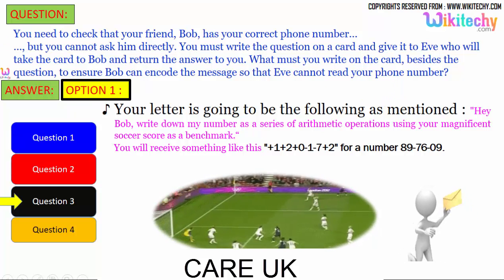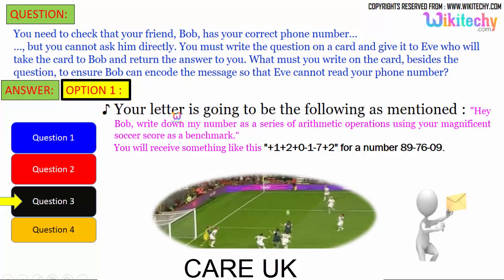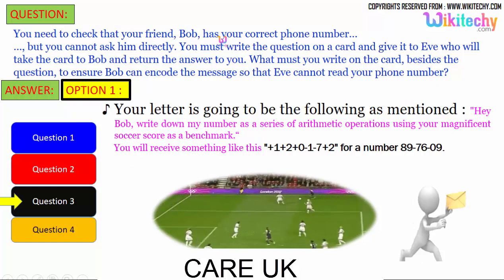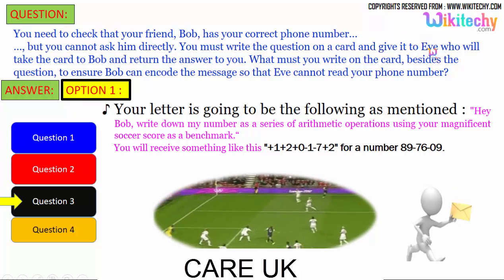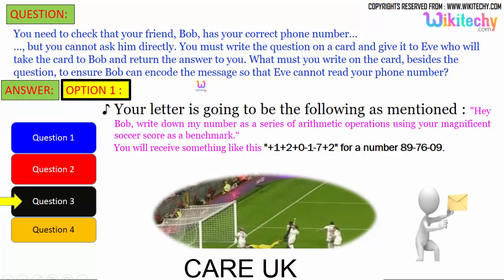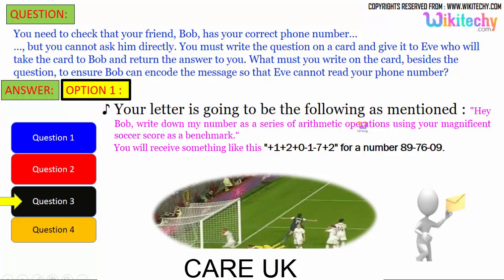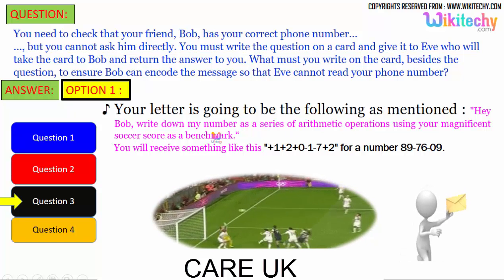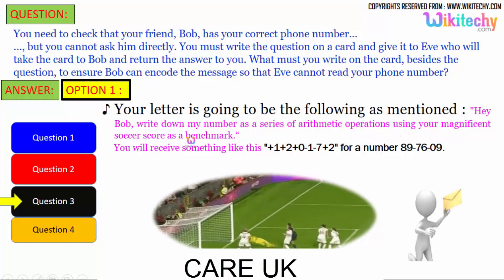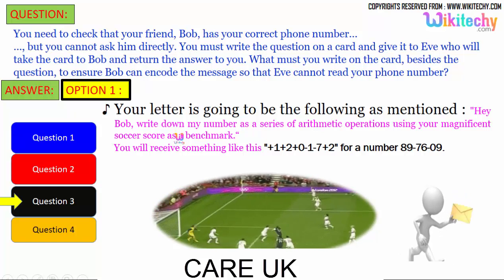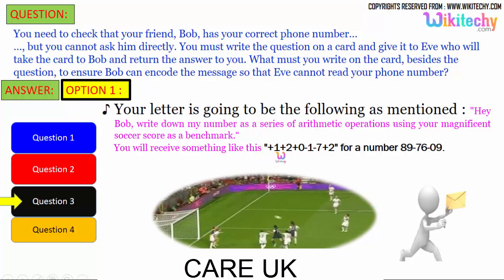So there is a person who is intermediate between me and Bob. His name is Eve. I'm going to write a letter to Bob so that it should not be read by Eve, but it can be understood by Bob. So I'm trying to encode it. Here is option 1. I can write a letter saying, hey Bob, write down my number as a series of arithmetic operations, using your magnificent soccer score as a benchmark. You are able to see it here, +1, +2.